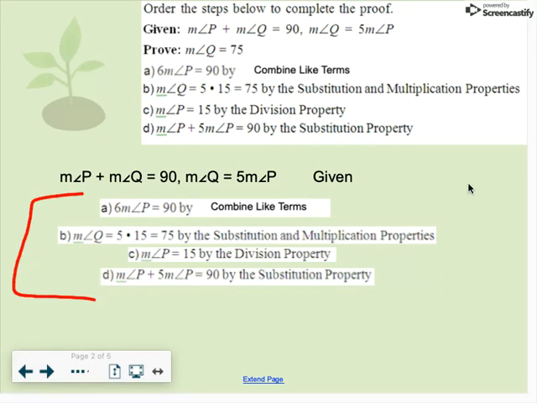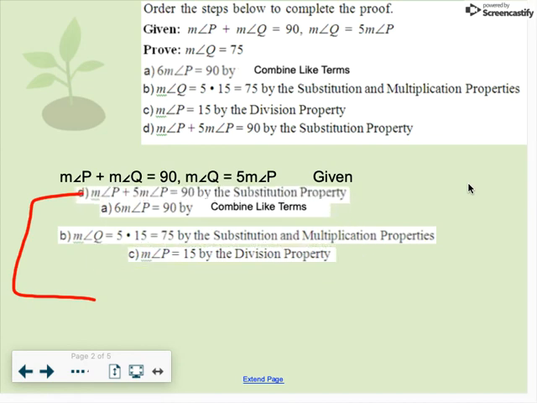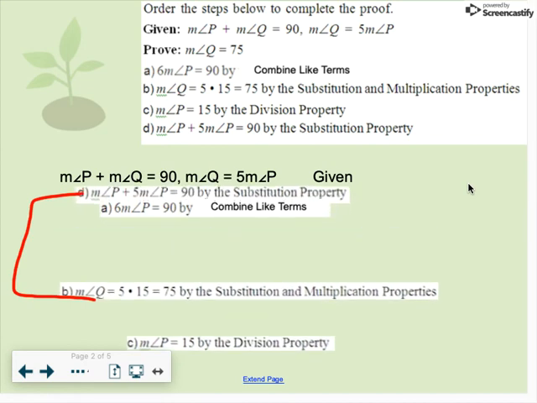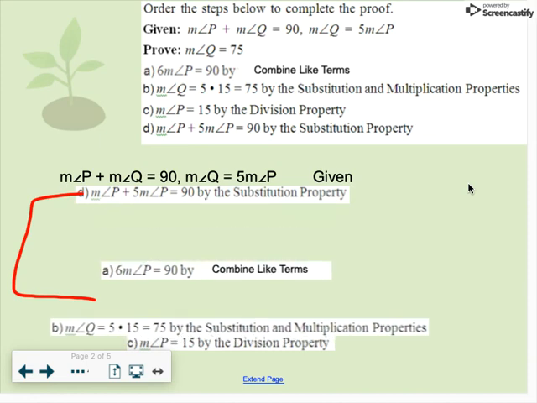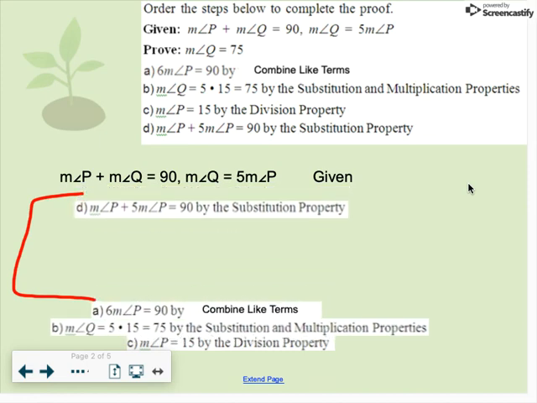So we need to look first at what we're given. Right? We're given the two angles added together equal 90, and that Q is 5 times angle P. So what we're going to do is substitute in what Q equals into our given statement. So I'm going to move these other ones down here now. And we're going to substitute in the 5 times the measure of P for where Q is in our original. Right, we're using the substitution property because we're taking something and substituting it in its place.